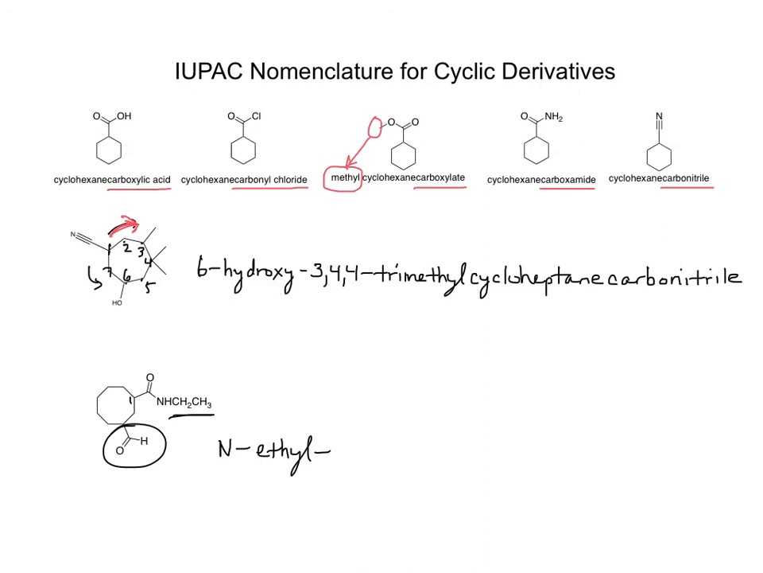and numbering 1, 2, the formyl is at number 3, so 3-formyl, and then just our crazy ending, cyclooctane, and then it is an amide, so we say at the end carboxamide. Okay, my best advice to you is make up some flashcards for these and just memorize them.